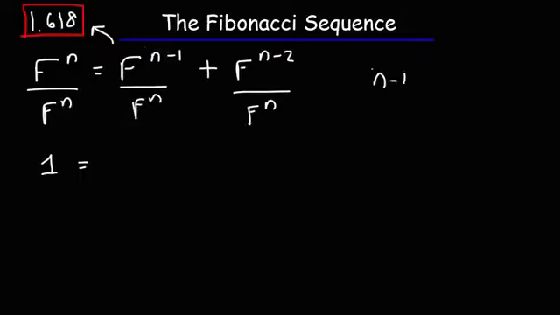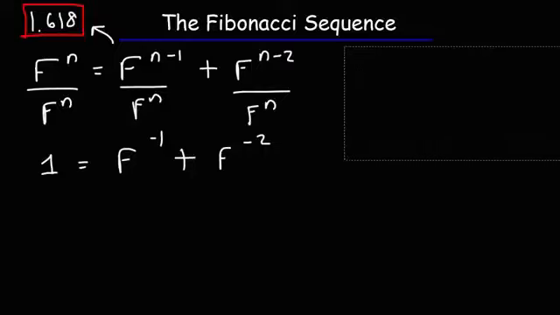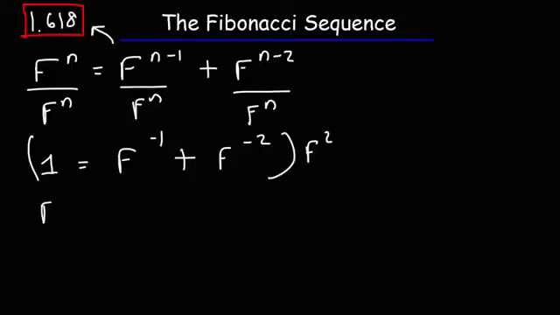So n minus 1 minus n, these cancel, you just get negative 1. So this is f to the negative 1. The same is true here. N minus 2 minus n will give us negative 2. So we get f raised to the negative 2. Now I'm going to multiply every term by f squared. So this is going to be f squared is equal to f to the negative 1 times f squared. You need to add the exponents.